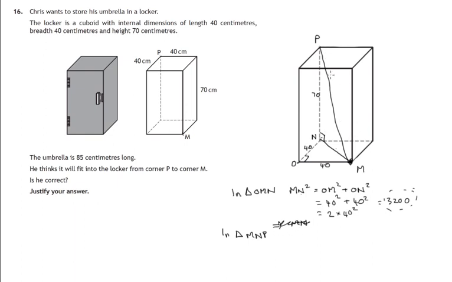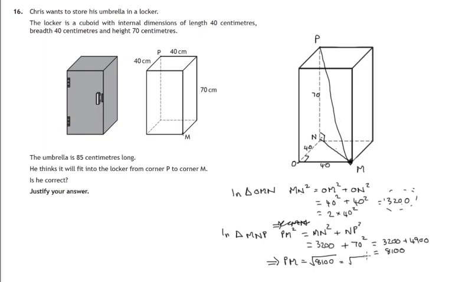In triangle MNP, the hypotenuse is PM, and that's what we're trying to find. PM squared is MN squared plus NP squared. Now we do know what MN squared is. It's 3,200. And NP squared will be 70 squared. So in your calculator, 3,200 plus 4,900 gives us 8,100. And therefore PM will be equal to the square root of 8,100. Now I do know that 8,100 is factors 81 and 100, so I could square root each of these. Square root of 81 is 9. Square root of 100 is 10. So that gives me an answer of 90.